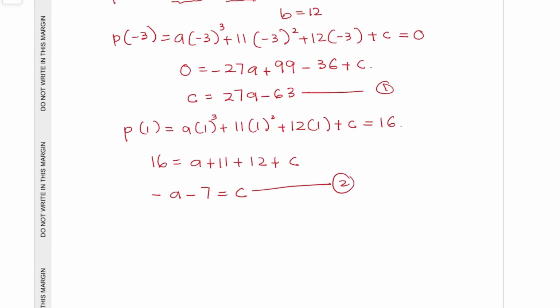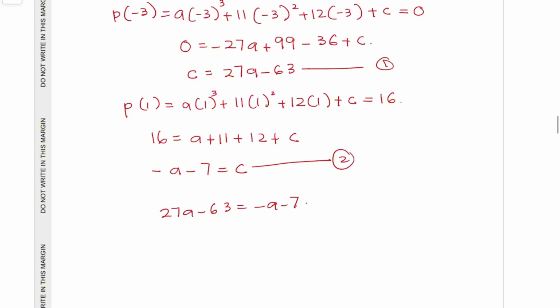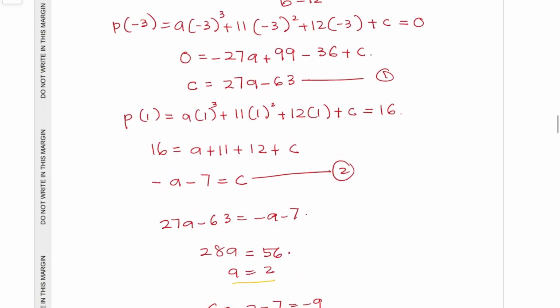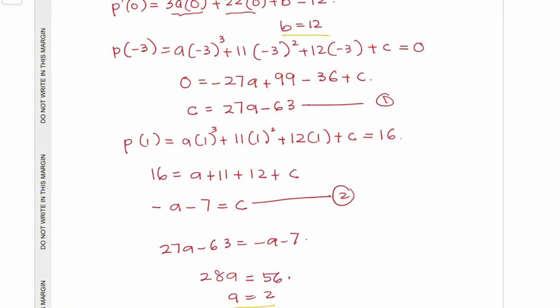You're going to have your a then. So 27a minus 63 is equal to -a minus 7. So 28a is equal to 56. Your a would be 2. When your a is 2, you can just substitute in any of the equations, the first one or the second one. You will figure that your c is -2 minus 7, that is -9. So here you have got your a, you've got your c, which is -9, you've got your b, which is 12.